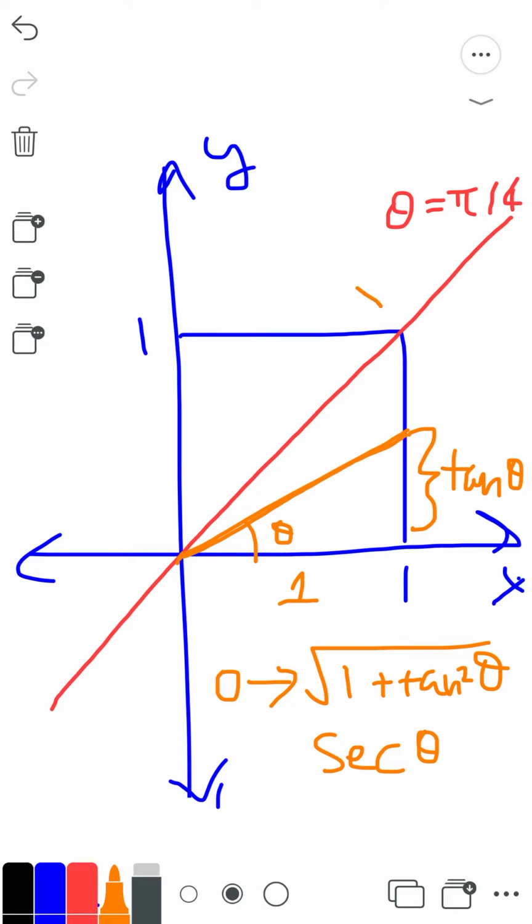And now for theta between pi over 4 and pi over 2, let's do a similar thing.